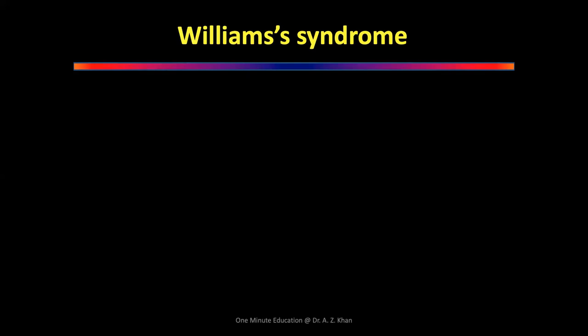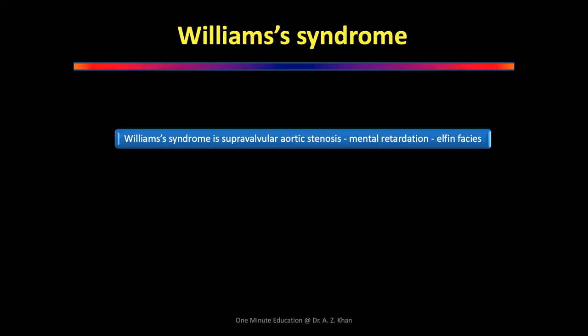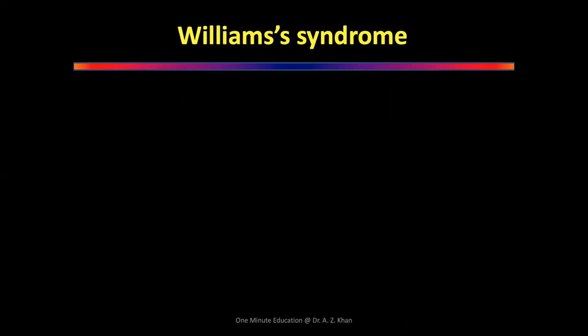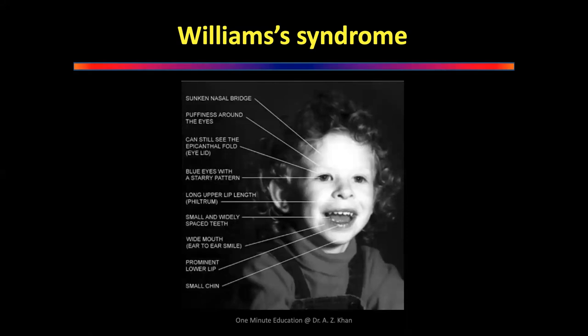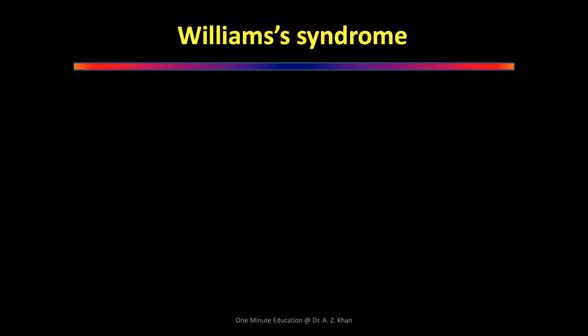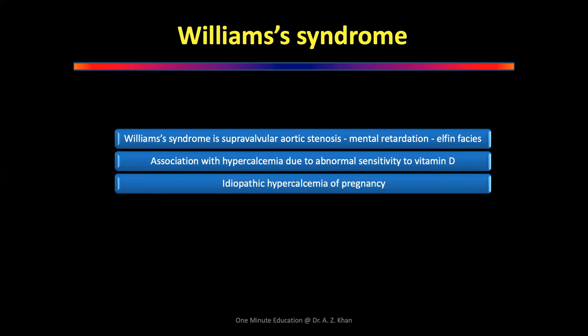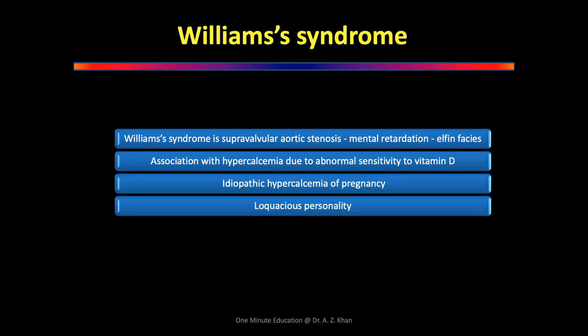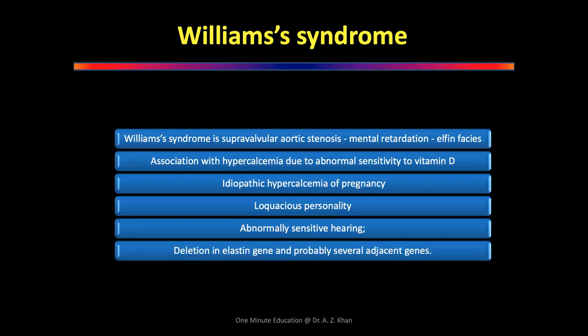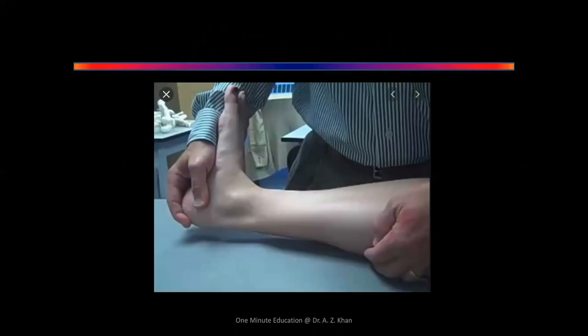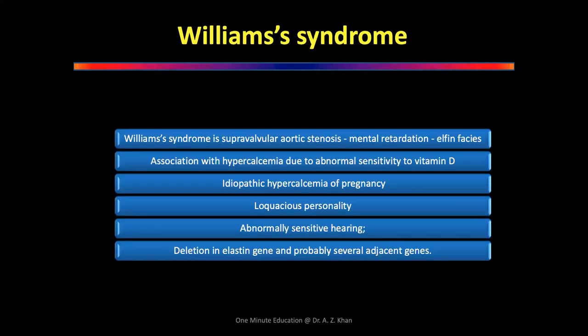Yes, sir. Okay, this is the Williams syndrome, okay? Williams syndrome is supravalvular aortic stenosis, mental retardation, and elfin faces. What you're seeing here is elfin faces. Okay, elfin faces, that is classical. This is a very classical picture of a patient with supravalvular aortic stenosis, mental retardation, and elfin faces. It's associated with hypercalcemia due to abnormal sensitivity to vitamin D. Idiopathic hypercalcemia of infancy. Okay, you get a loquacious personality, you get abnormal sensitive hearing, deletion in elastin genes, and some other problems. So it is basically supravalvular aortic stenosis, elfin faces. The most important thing is the face is very different, and there is mental retardation.